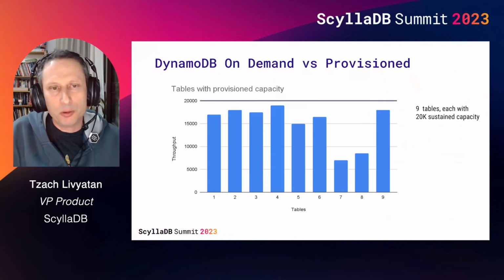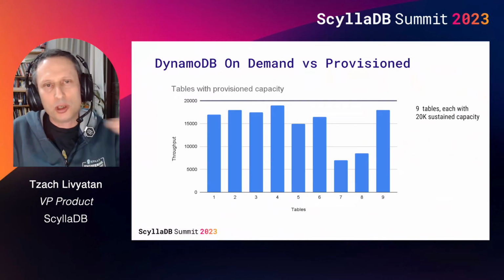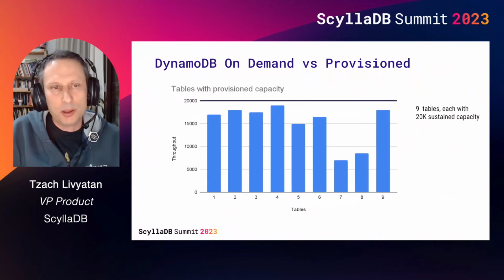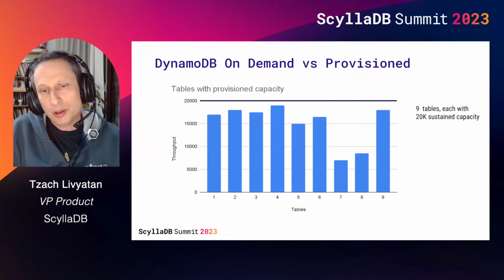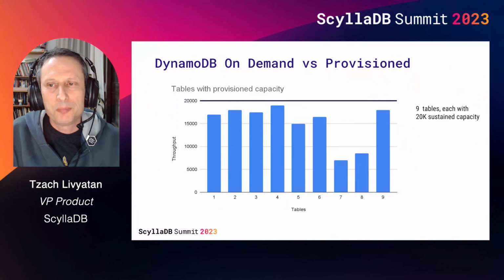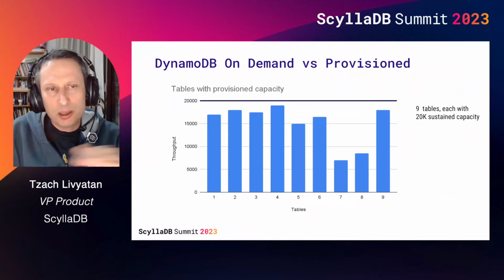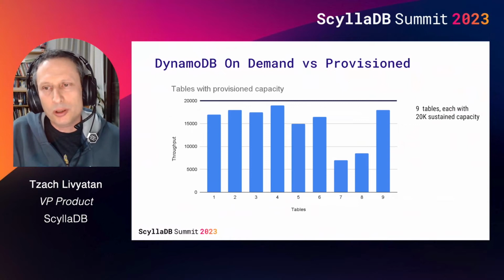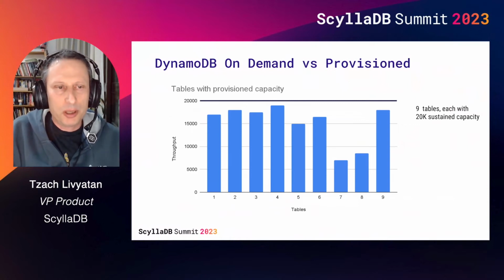But then you have another problem. What provisioned capacity should I set for each table? Let me give you a concrete example. It's kind of synthetic, but I think it's also typical. Let's imagine that you have 9 tables, and the sustainable capacity that you want for each is 20K.